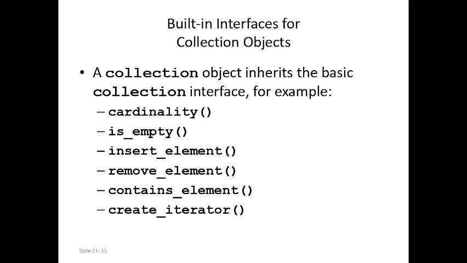And we have the operation O dot contains_element, to which you can supply an element, for example E, that returns true if the collection O includes the element E and returns false otherwise. And we have the operation O dot create_iterator that creates an iterator object I for the collection object O, which can iterate over each element in the collection. So these are built-in interfaces for the collection objects.